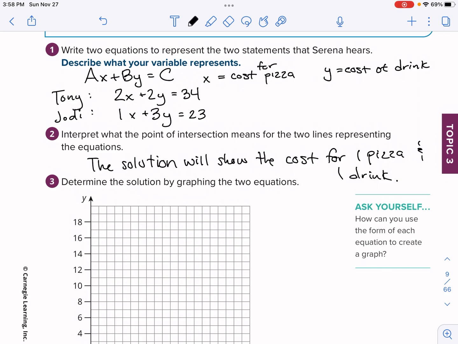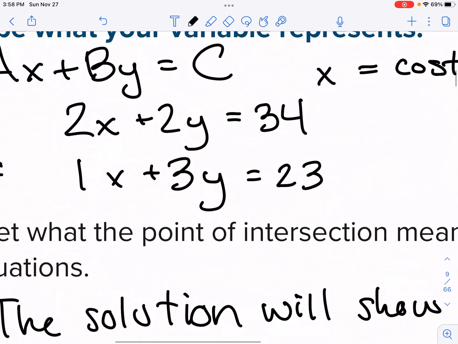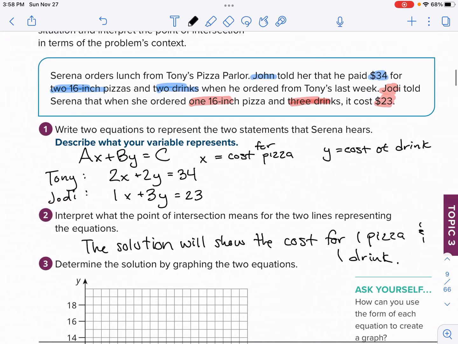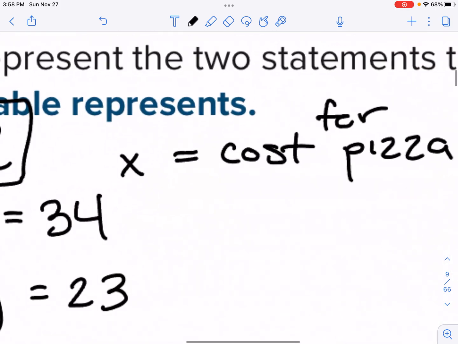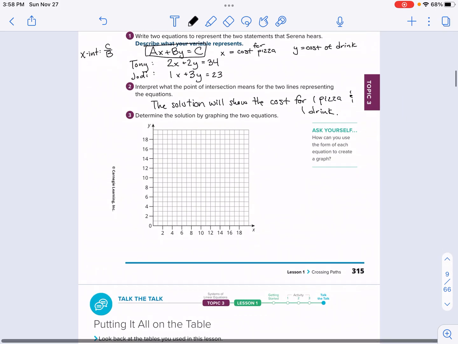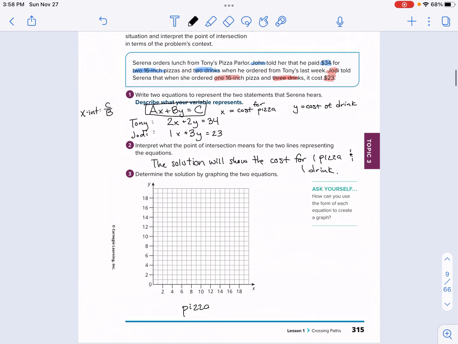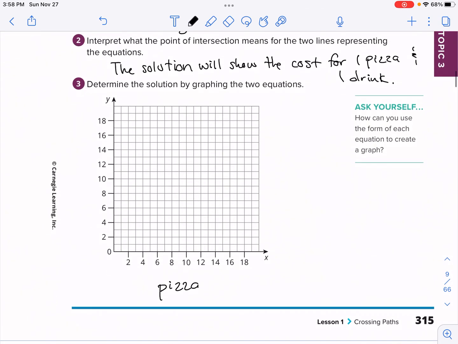Okay, now, how do we graph this? Because we don't have a slope and we don't have a y-intercept. Now, if you remember, we can write it off to the side. We're going to figure out for this first one, what is the x and the y-intercept. So if you remember, for the x-intercept, in standard form, you take whatever c is and you divide it by b. Here, x represents the cost of pizza, so I'll just put pizza here. And y represents the cost of the drink. We'll put drink here.